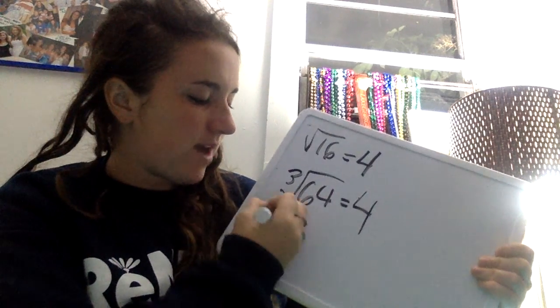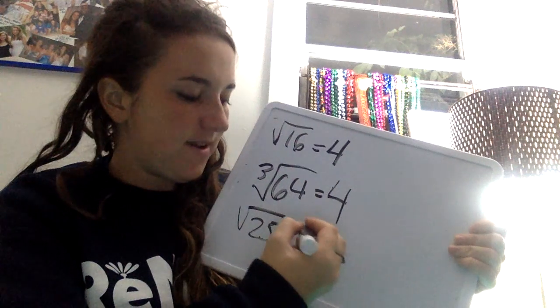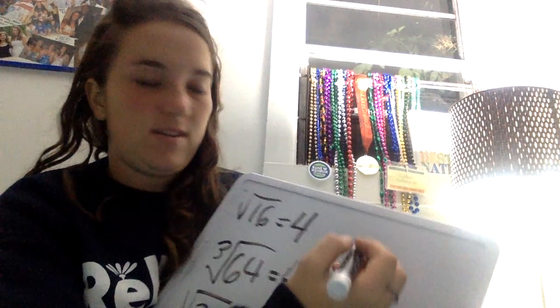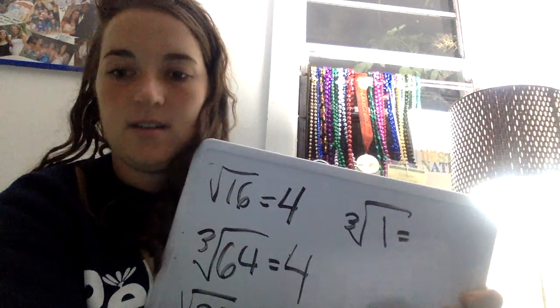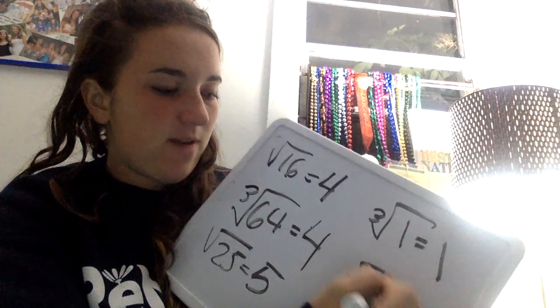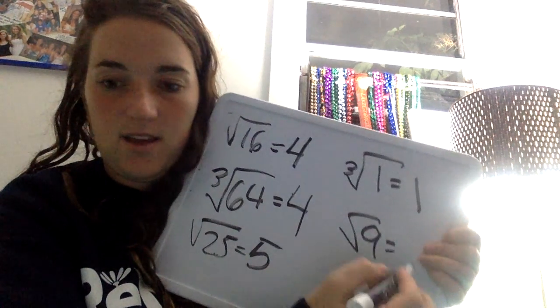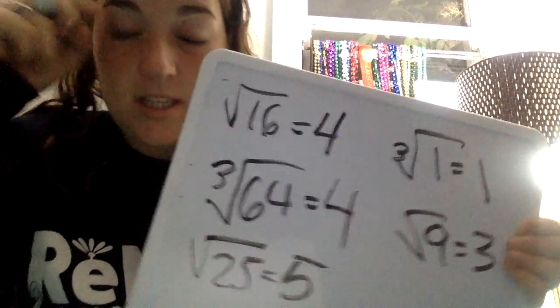What is the square root of 25? It's going to be 5. What is the cubed root of 1? Will be 1. And then what is the square root of 9? You'll get 3. So go ahead and place all of these numbers on your number line.